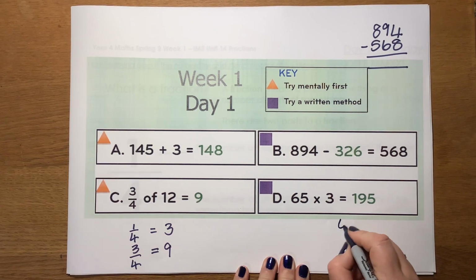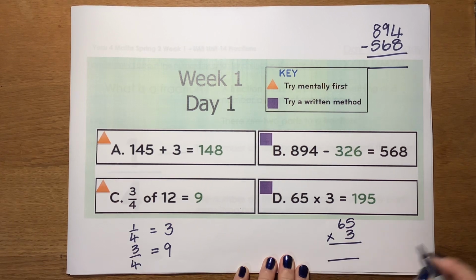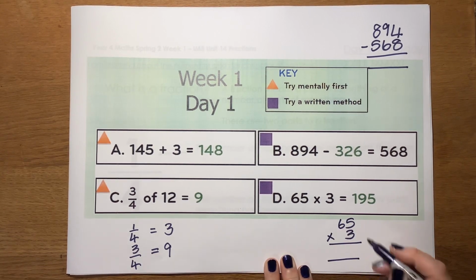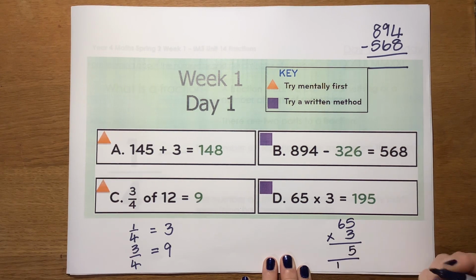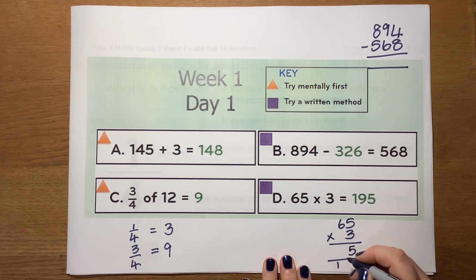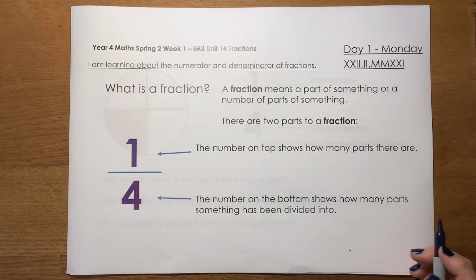And then finally, 65 times 3, you were to use a written method. Hopefully you were able to do that. 3 times 5 ones is 15 ones, which I regroup into 5 ones and 1 ten, and 3 times 6 tens is 18 tens, add the other 10 on, which is 19 tens, and that is the same as 9 tens and 100. So on to today's maths.